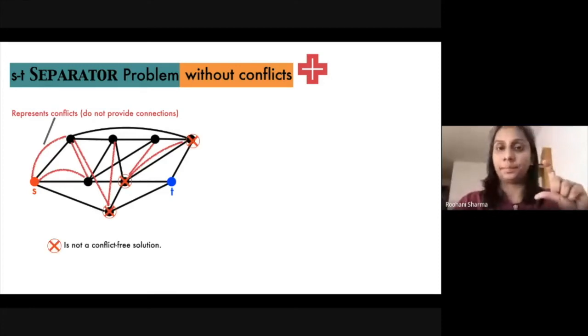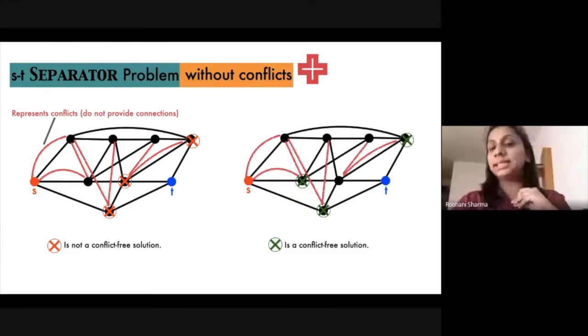So for example, in this case, this red crossed solution is not a solution because there is a pink edge connecting these two red vertices. But this green solution is a conflict-free solution because there is no pink edge connecting these green crossed vertices. So now we want such solutions, and it turns out that finding such solutions becomes extremely hard.